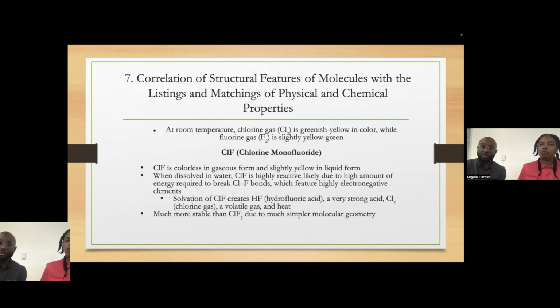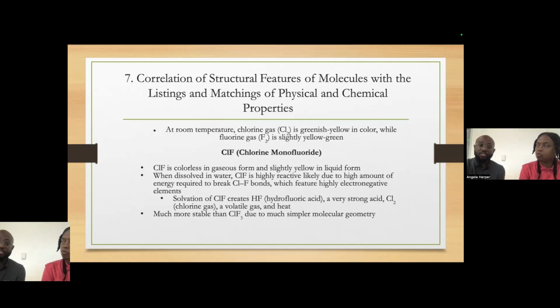Now, for the correlation of structural features of molecules with physical and chemical properties. Both chlorine monofluoride and chlorine trifluoride break down into chlorine gas and fluorine gas. Chlorine gas is greenish yellow in color, while fluorine gas is slightly yellowish green. Also, both chlorine monofluoride and chlorine trifluoride are colorless in their gaseous form. However, there's a difference in their color. Chlorine monofluoride is slightly yellow in liquid form.